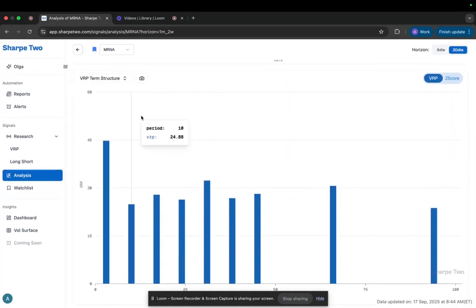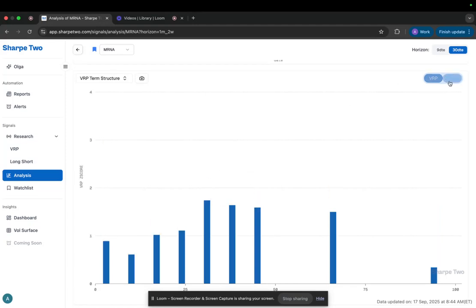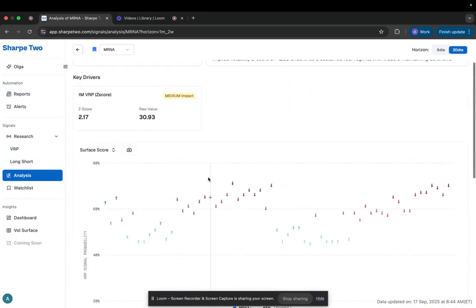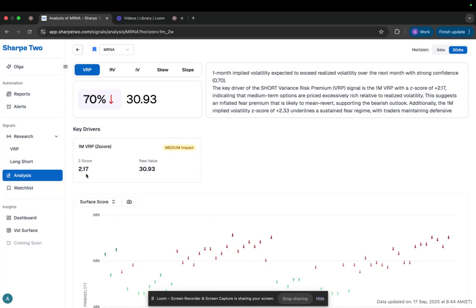I want to go have a look at about 30 days, and indeed it looks like there is quite a bit of VRP right there. When we do Z-score it, we will see once in a while those slight differences. I need to make a better video to explain where those slight differences come from.